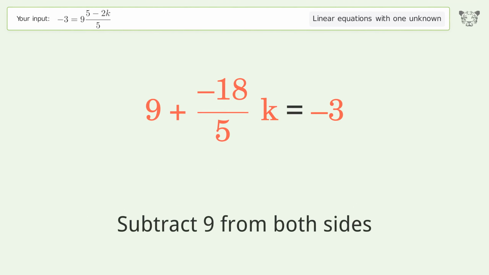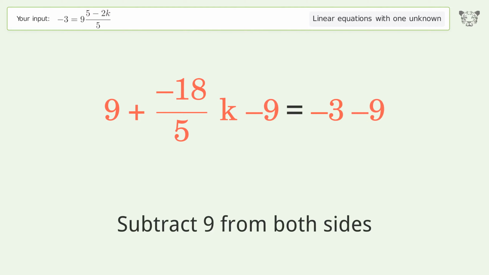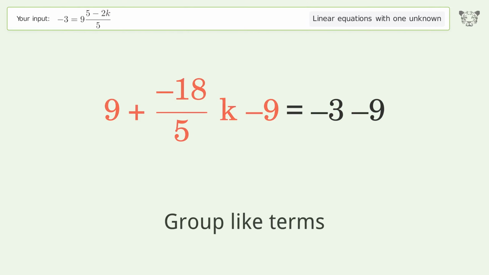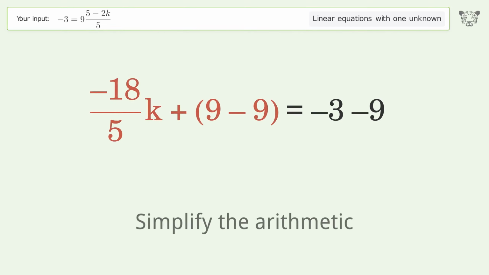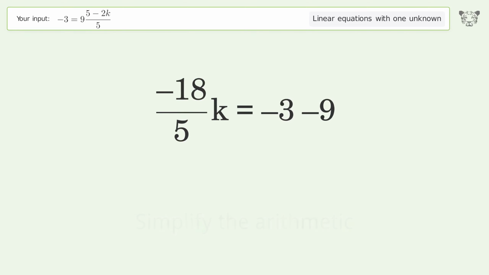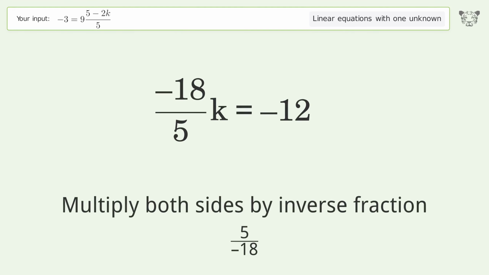Subtract 9 from both sides. Group like terms. Simplify the arithmetic. Isolate the k. Multiply both sides by inverse fraction 5 over negative 18.